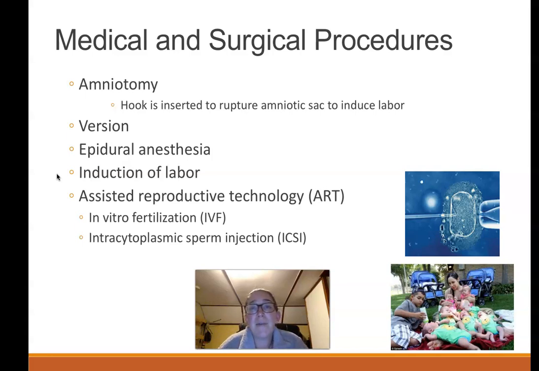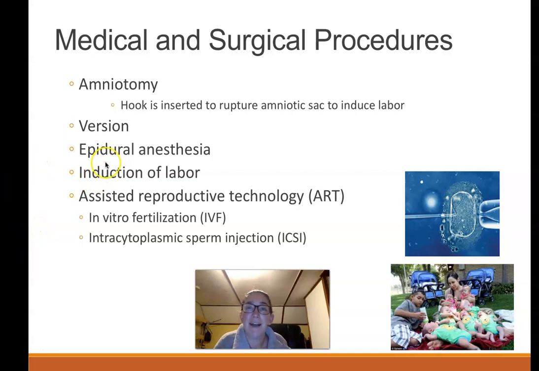Also, if a woman has small hips and the fetus is getting too big, labor can be induced. And they usually do that by giving you Pitocin, which is basically oxytocin, the hormone that triggers labor naturally.